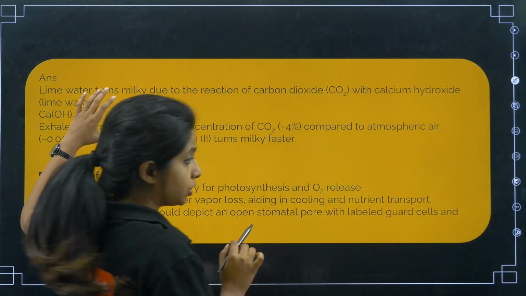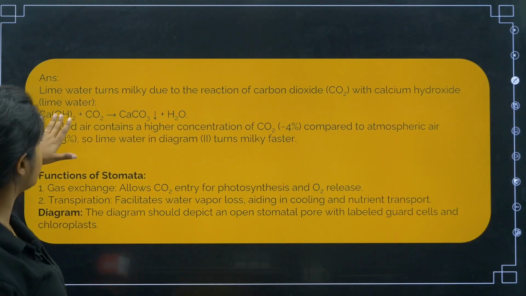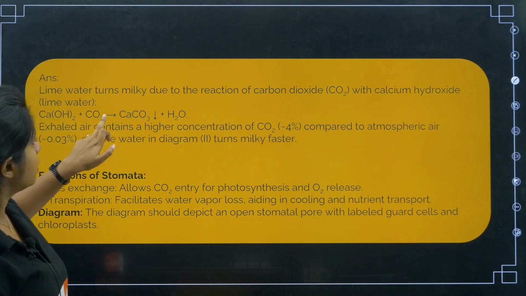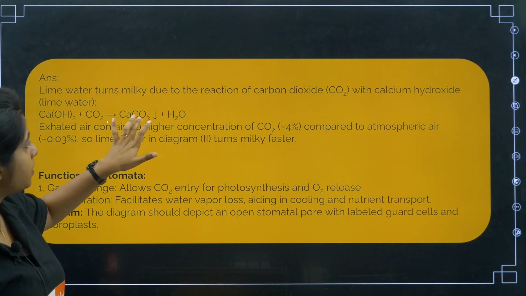So first thing, let's see this question. The lime water turns milky due to the reaction of carbon dioxide with calcium hydroxide, that is lime water. Ca(OH)2 plus CO2 gives CaCO3 plus H2O. This CaCO3 is getting precipitated.